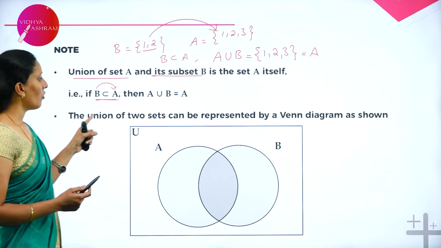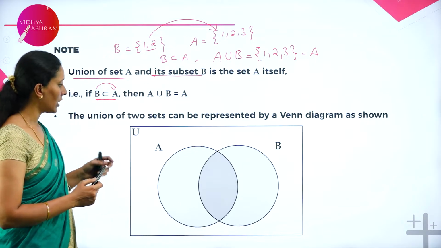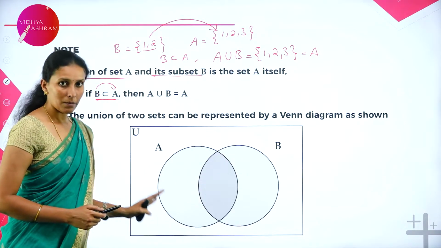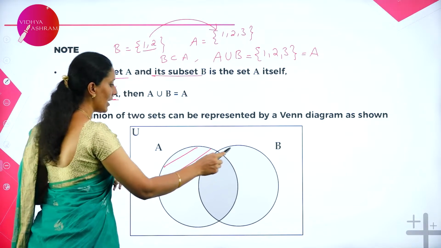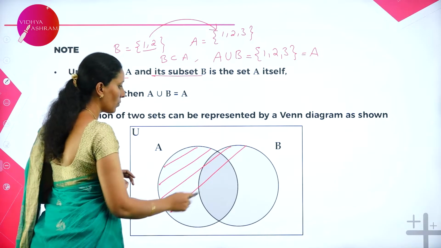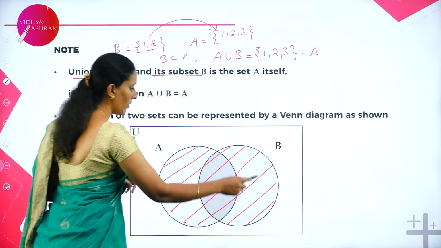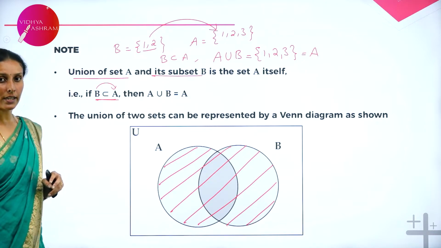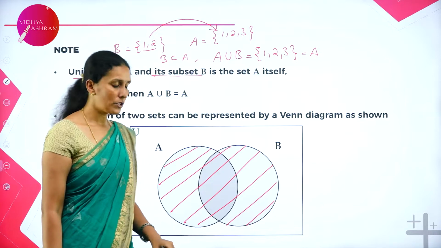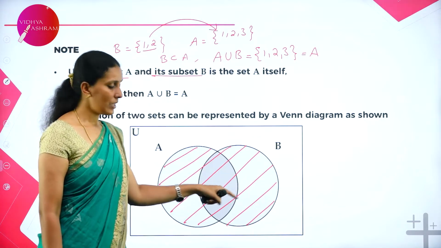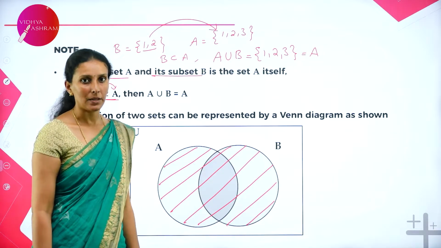Now, the union of the two sets can be represented by a Venn diagram as shown in the figure here. That means A union B, here it means you need to write all the elements in A as well as B. So that is why we will combine these two circles and we will shade these two circles completely. So this is a universal set. A and B are the subsets. So therefore A union B is all the elements inside A as well as B.